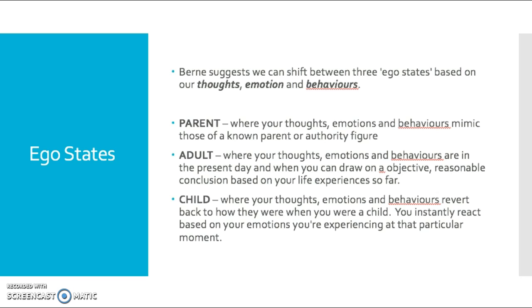Okay, so what Berne suggests is that we can shift between three ego states based on our thoughts, emotion, and behaviours. So what are these three ego states? The first one is the parent state. And the parent state is where your thoughts, emotions, and behaviours mimic those of a known parent or authority figure.